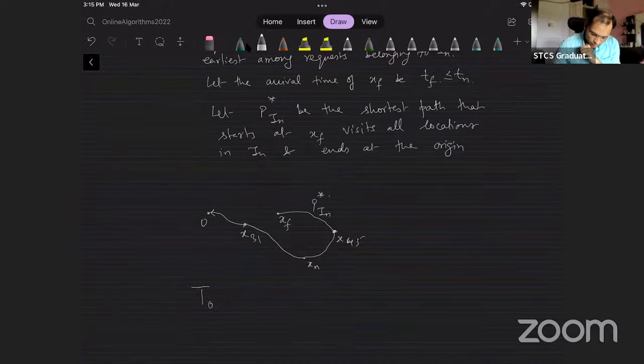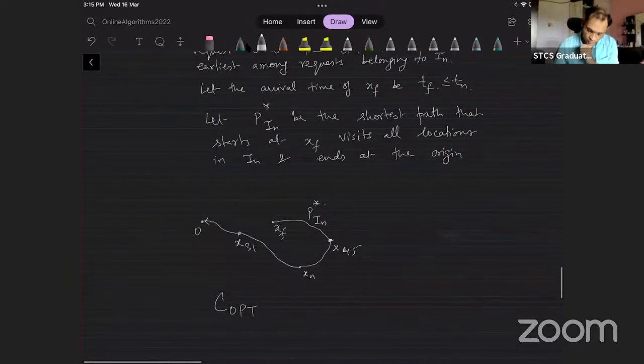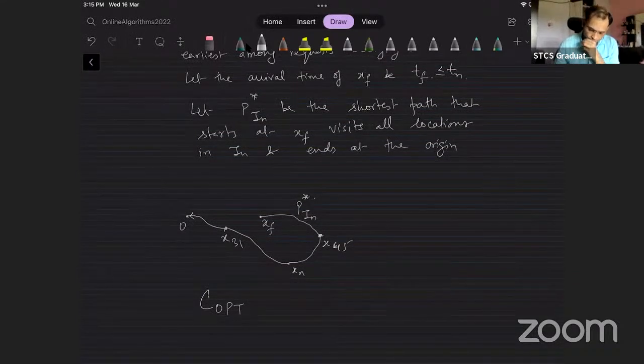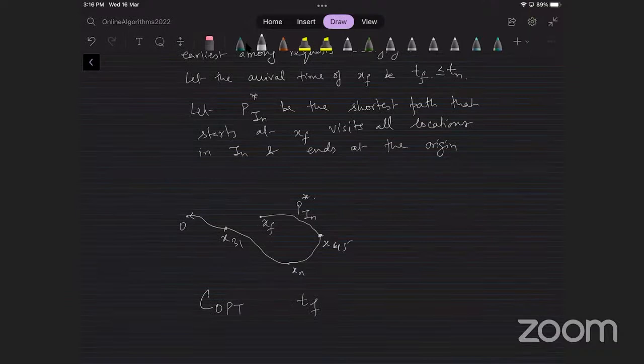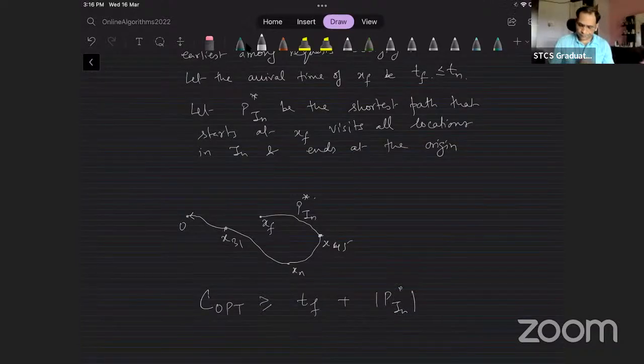Now can you give me some bound on COPT in terms of the time at which XF arrives and the length of PIN star? Is the question clear? I want the cost of OPT to be lower bounded as a function of TF plus the length of PIN star.